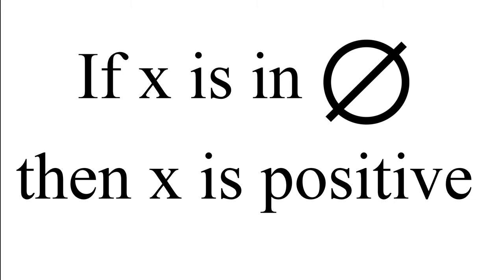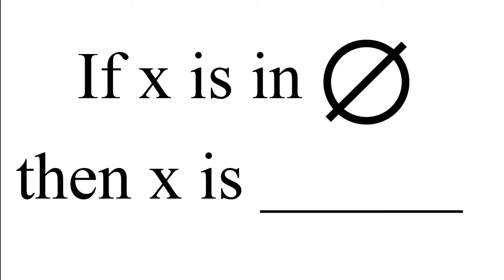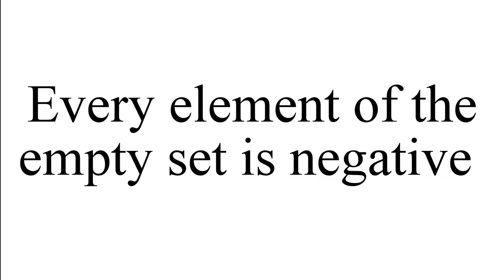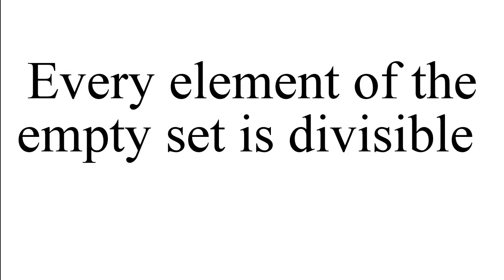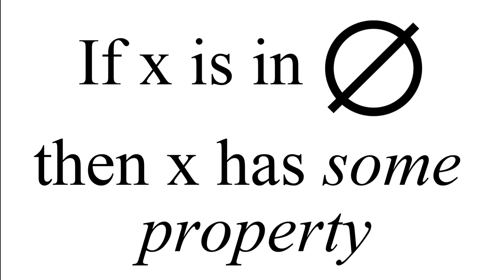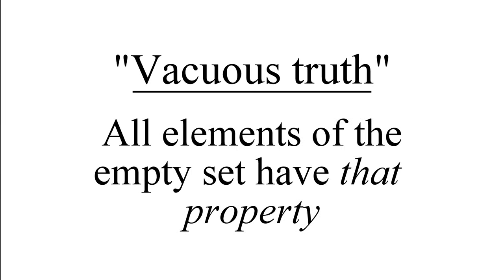But notice, it didn't matter what we were asking about all elements of the empty set, because there wasn't anything for us to check. So we can also say that every element of the empty set is negative, and we can say that every element is divisible by 6, and equal to 47, and has polka dots, and is Steve Buscemi. In fact, for any property we choose, all elements of the empty set have that property. Statements like these are called vacuous truths.